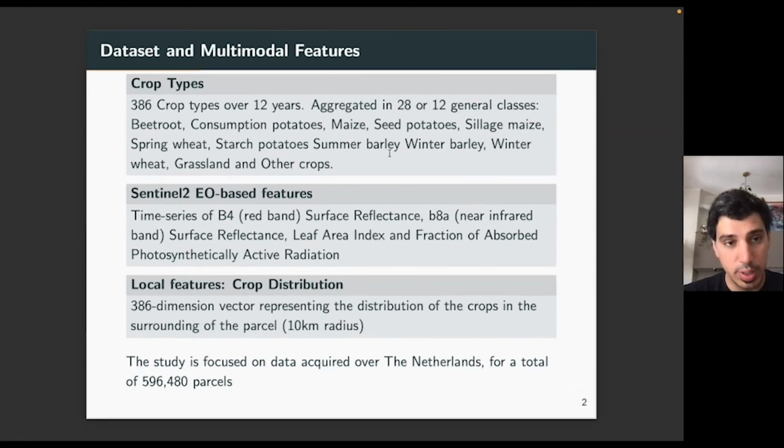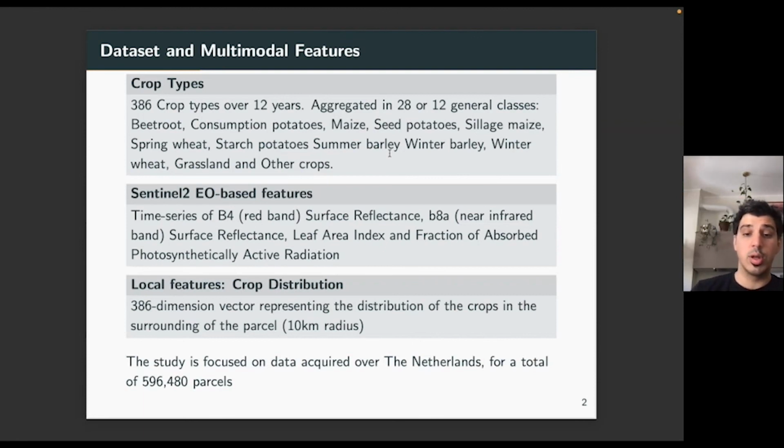We used multimodal features: the crop types, 380 crop types over 12 years, which we aggregated by an expert into 28 or 12 general classes. We used the Sentinel-2 Earth observation based features, and finally the crop distribution. It was a 386-dimension vector representing the distribution of the crops in the surrounding of the parcel, on a 10 kilometer radius, because in some places you have different crops than in another place because of different reasons like climate or soil.